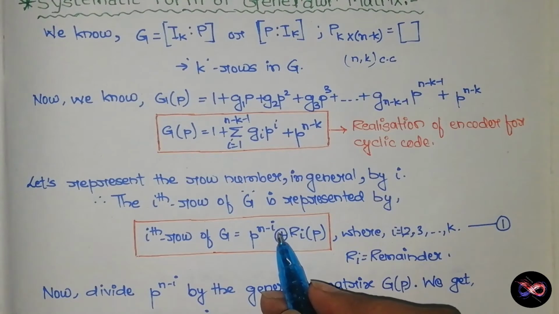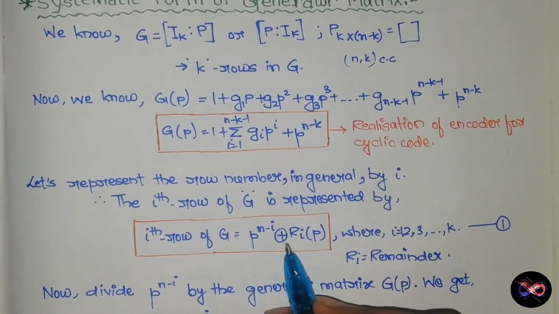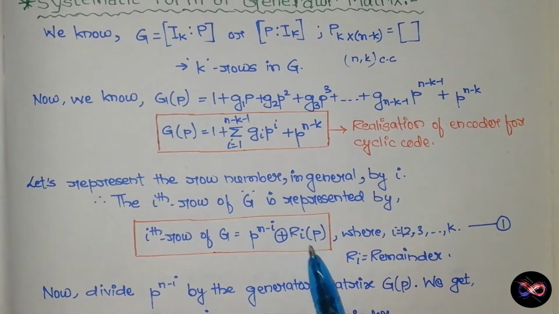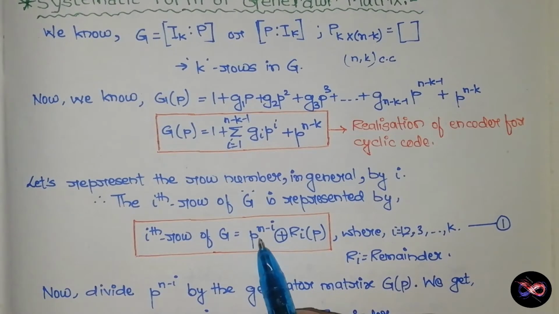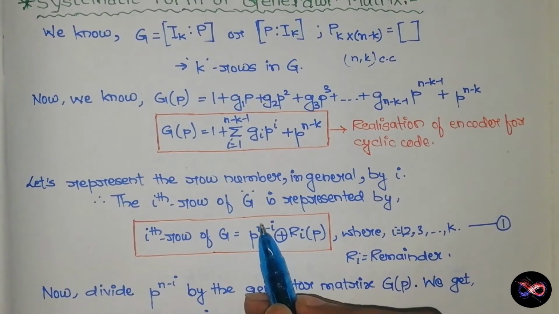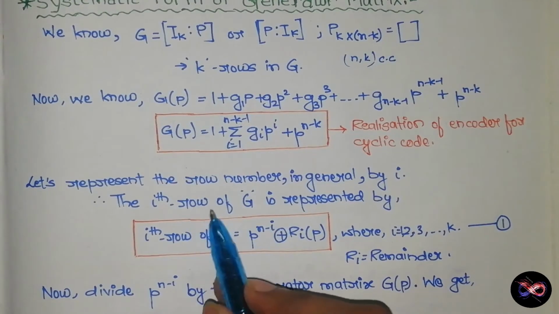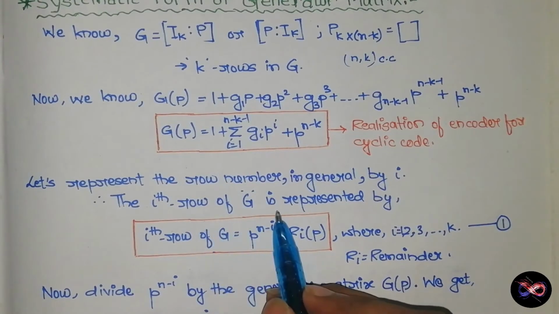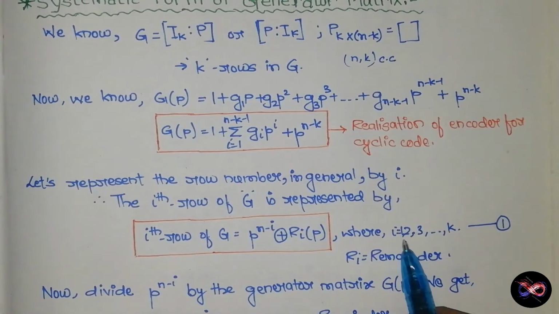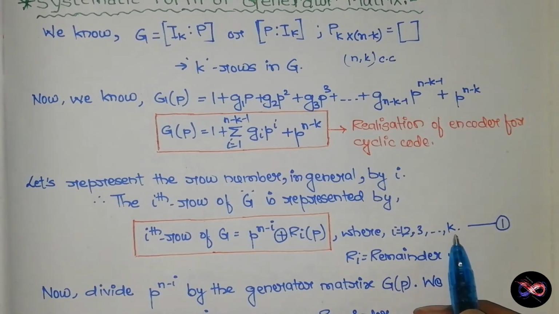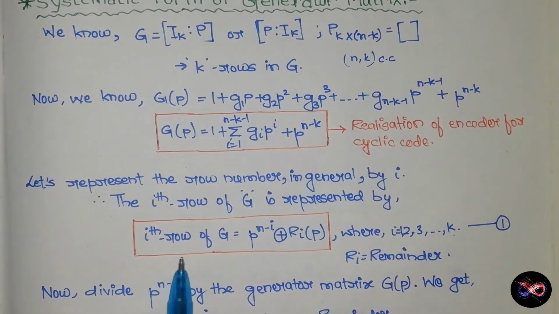It is to be kept in mind that the plus sign is not normal addition, it is the modulo 2 or the XOR operation, and here R_i is the remainder. We are considering R_i as the remainder part, p to the power n minus i is a polynomial of p, n is the length of the code, and i is the number of the row of the generator matrix that we will calculate. So i can be 1, 2, 3 up to k, that is the number of message bits.